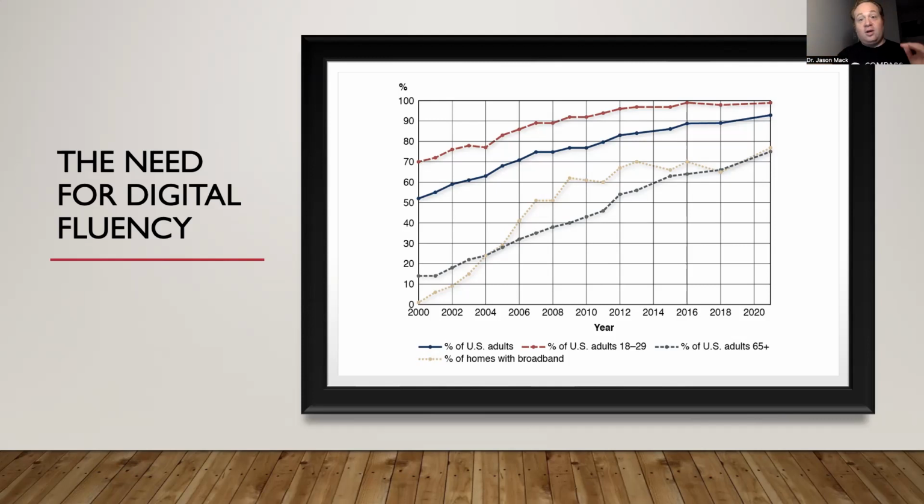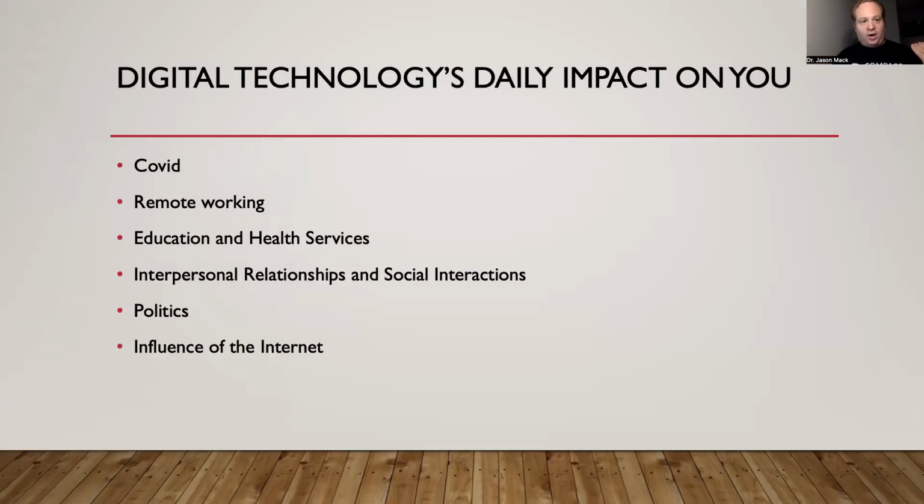Now, what sort of digital impact has technology made on all of us? Well, COVID, a lot of jobs became remote. Remote working, interestingly enough, a lot of times is more productive. Education and health services, you're all getting your degree online. Teledoc, where you FaceTime or have a Zoom meeting with a doctor. Interpersonal relationships and social interactions, probably good and bad because you don't have that face to face interaction as much because of digital technology's daily impact.